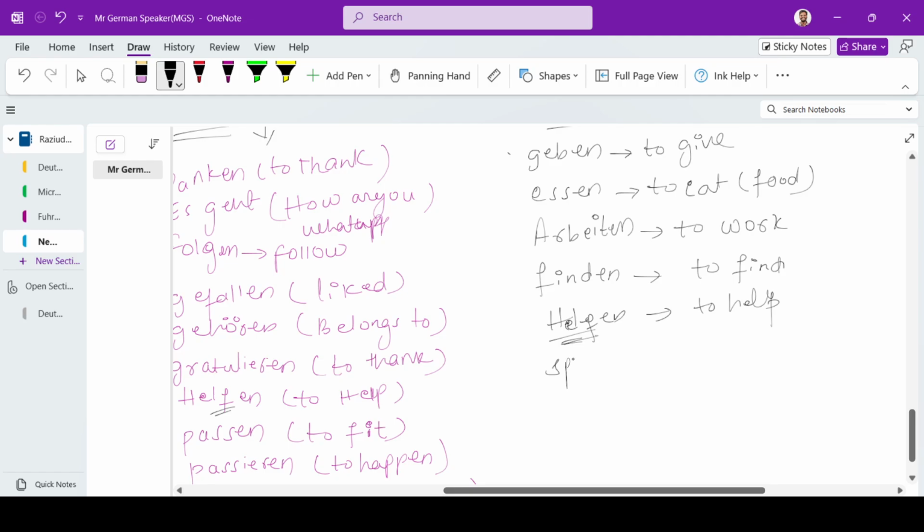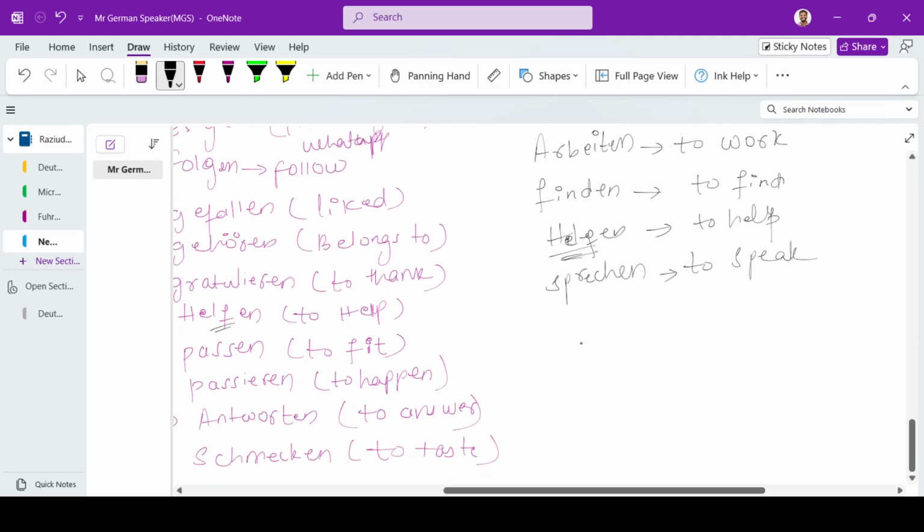Then we have sprechen. Sprechen is like to speak. Okay. And then we have sterben. Sterben is like to die, someone dies. We have treffen, which is like to meet. Treffen is like to meet.